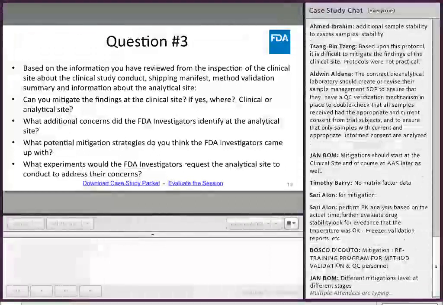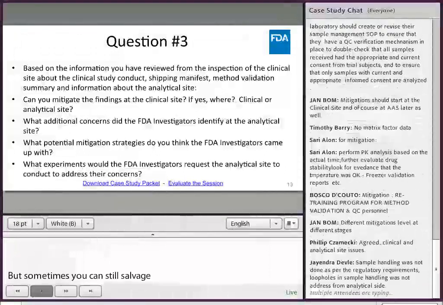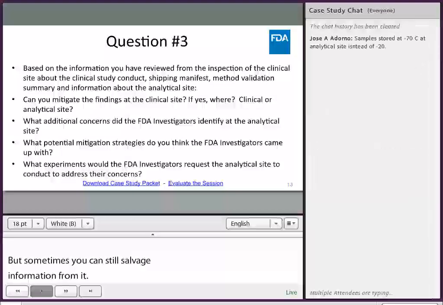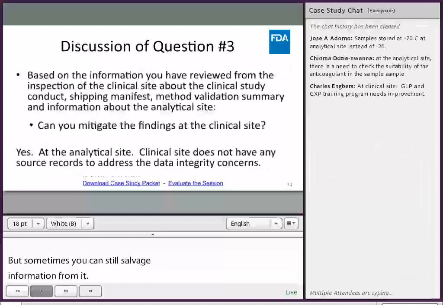So we are going to have a discussion on question 3. You'll be clearing out the chat box, and while you put the answers in, we will go through the discussion.